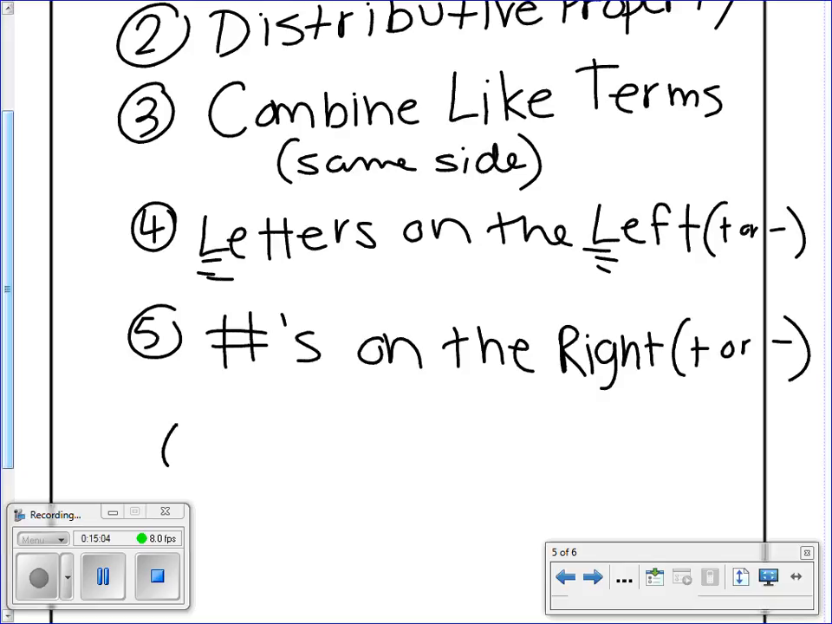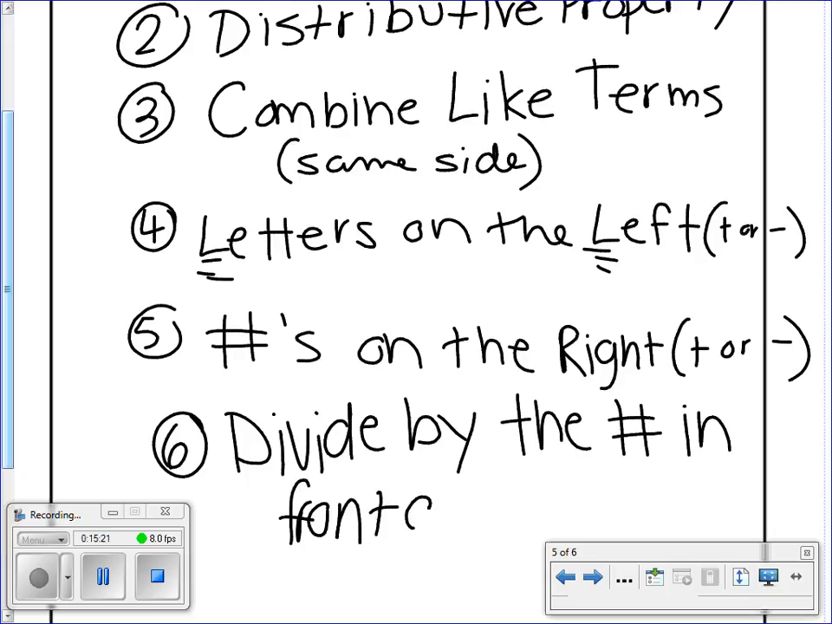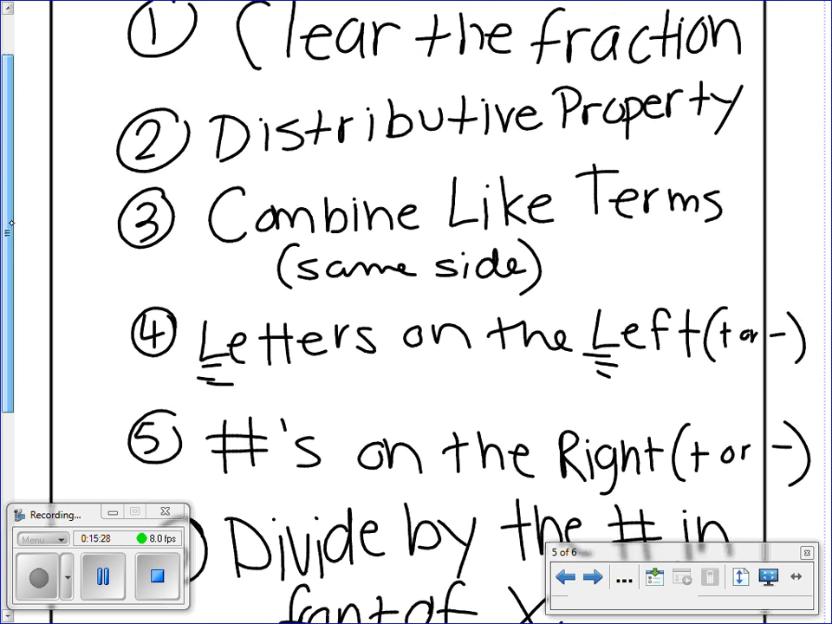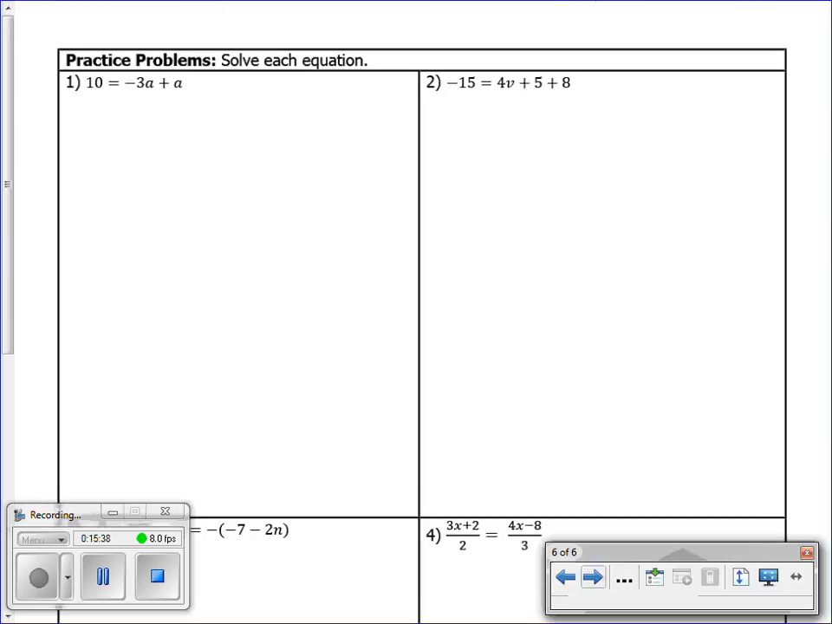And then step 6 would be divide by the number in front of x, or whatever your variable might be. So that's to recap your steps to solve an equation. And like I said, you can use these steps to help you through the problems. So now let's take a look at some of the practice problems.